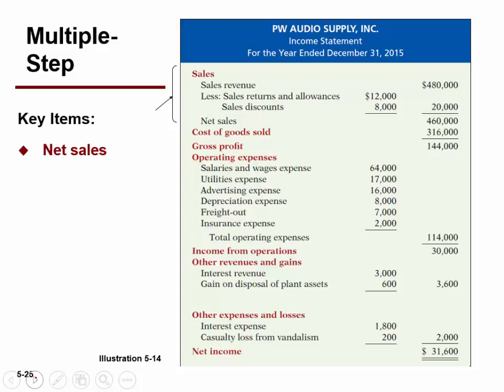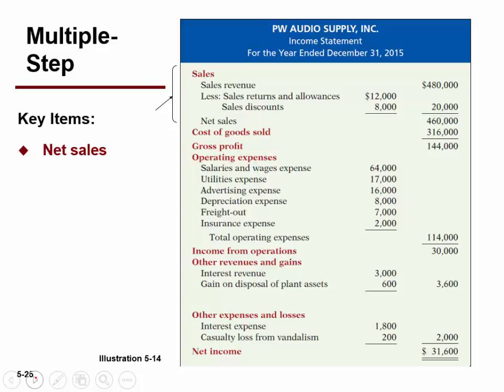Okay, so again, multiple step income statement: sales minus returns and discounts gives me net sales. Net sales minus cost of goods sold is gross profit. Gross profit minus my operating expenses is operating income, very descriptive. And then I get into my non-operating things like interest revenue, interest expense, gains, could be a loss on the sale of equipment. It's going to be non-operating, isn't it? And that gives me my net income. What's my net income here? 31,600.